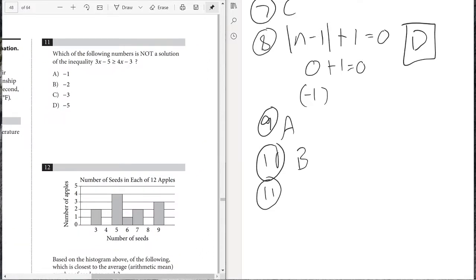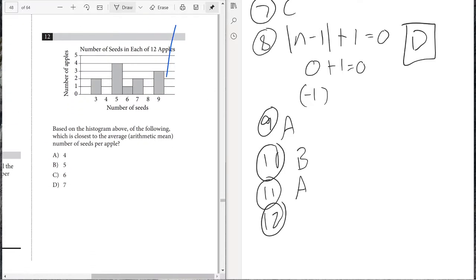Number 11, which of the following numbers is not a solution of the inequality, blah blah blah. So let's see here. Should I move the x over there or over there? Let's just move it over there. So that'd be x, and then that'd be plus 3, so negative 2. So x is less than or equal to negative 2. So that'd be that way. Okay. So, oh, which of the following is not a solution? Well, it should be. Oh, which of the following is not a solution? Right. Okay. So I was like, wait, what? So A. I'm not running on all cylinders today.